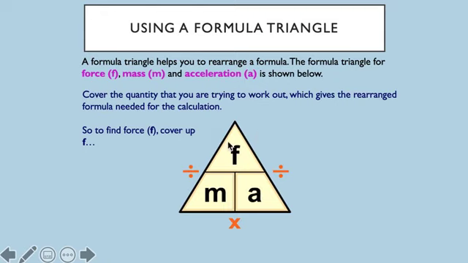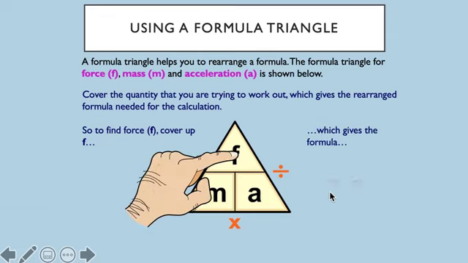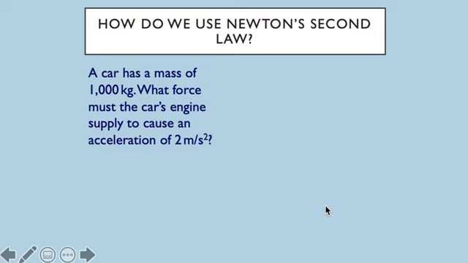Then all you've got to do is have a way of remembering that force goes to the top. So force first or something like that. And then you know that mass and acceleration go down the bottom. So that's one way you could do it. You might just want to rearrange the equation. That might be better in some ways. Okay, so force equals mass times acceleration would be our equation there.